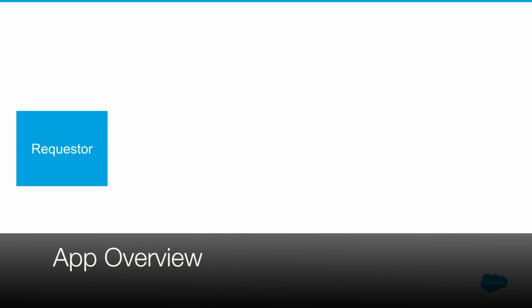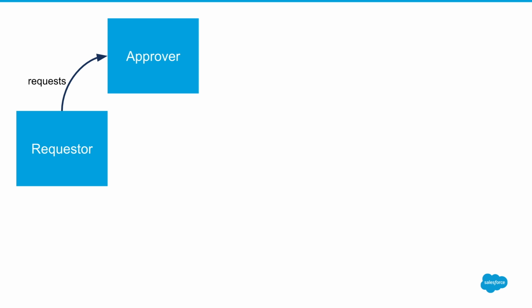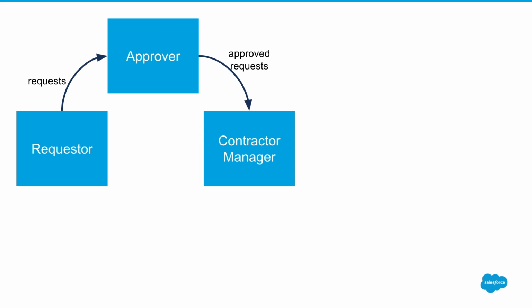Let's say you're responsible for a project and you realize you need some extra help. You can fill out a form describing what you need and for how long. And after that request is approved by your designated approver, it goes to the contractor manager, who is the person at your company responsible for interfacing with external staffing vendors.